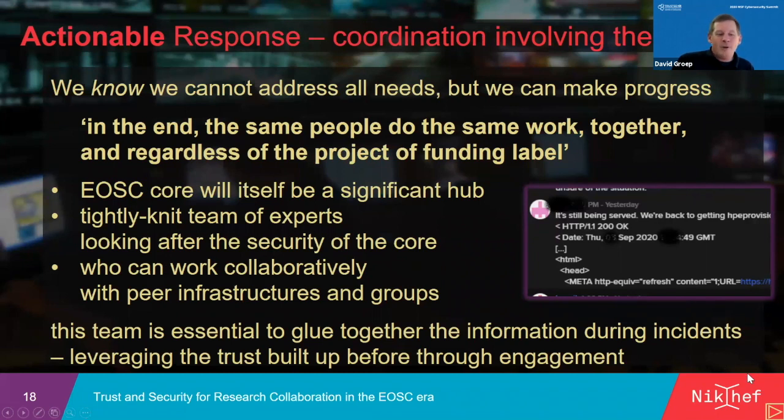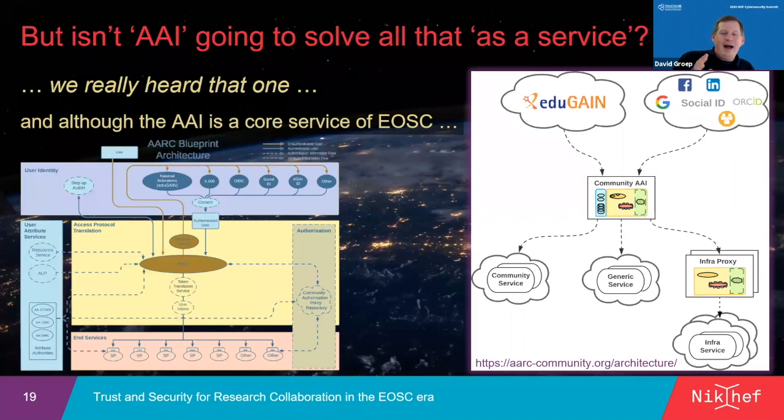But we cannot do it all alone. We cannot do it based on just the AAI, for example. And this is actually surprising. Services think that if they connect to the AAI, they will never have a security problem again. Oh, am I being DDoSed by a random Gmail user? The AAI should protect me against it.